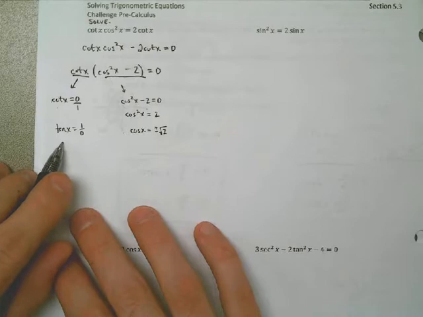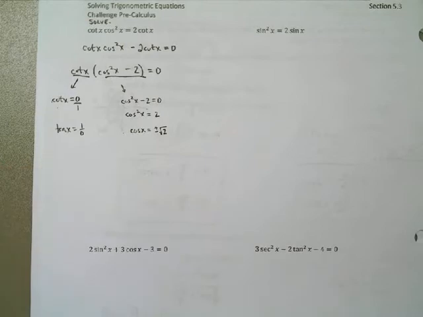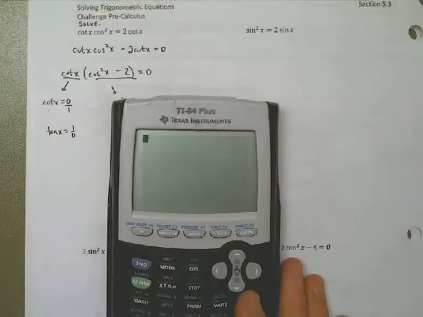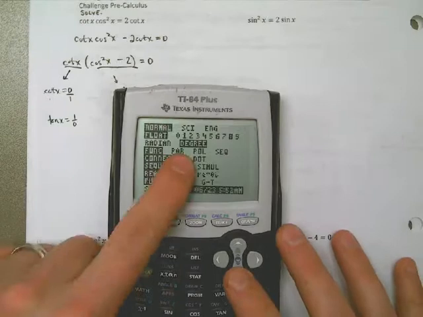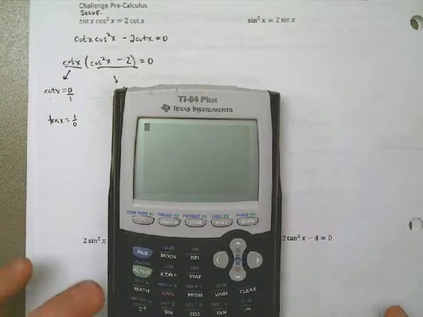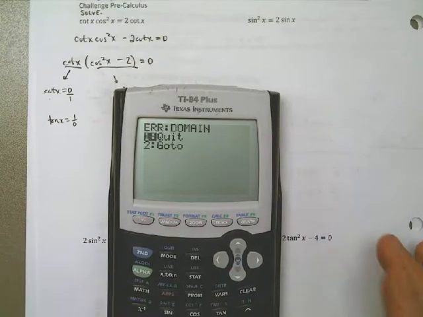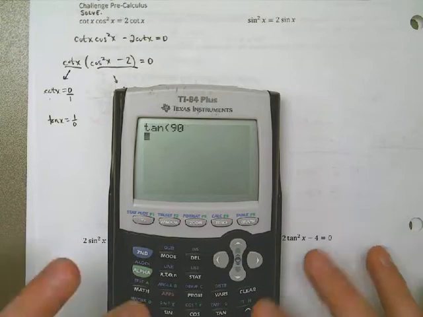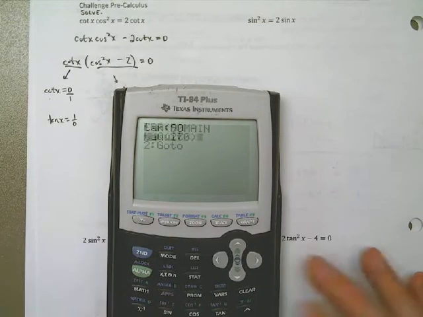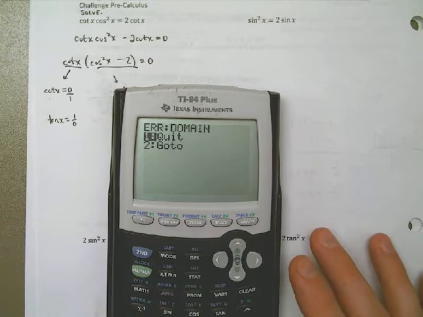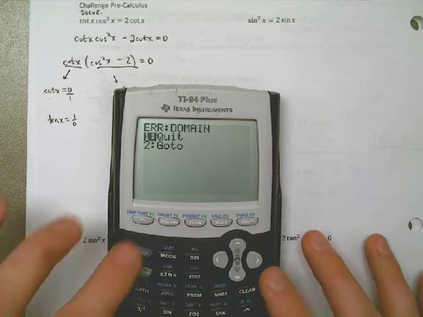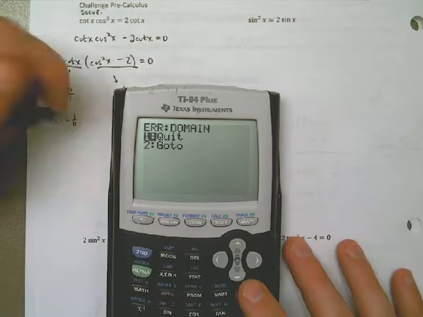Now I can check this when I end up with undefined and weird things like that. If I wanted to check, notice my calculator is in degrees, and I could do tangent of 90, undefined, right? Can't do it. Tangent of 270, also undefined. Can't do it. So that's one way to do it. I know my two solutions here: x can be 90 degrees and 270 degrees.